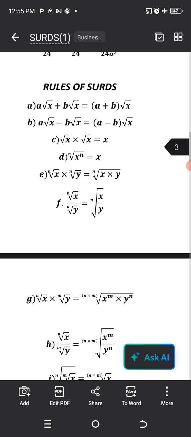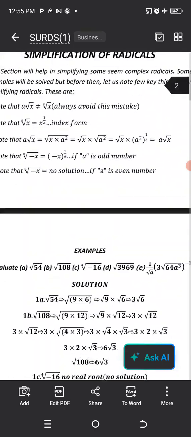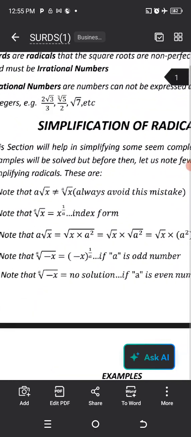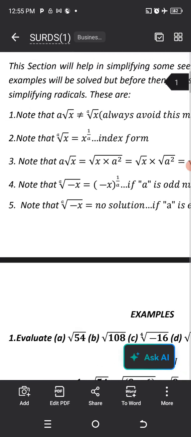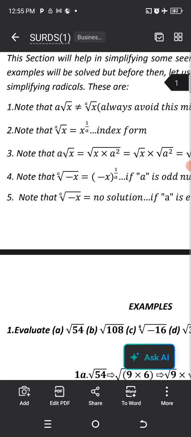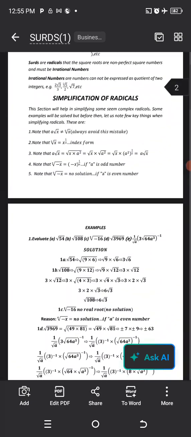Another thing is that for a root of a negative number, if the index a is odd, there is a solution for it. And if that a is even, there is no solution for it. So those are the three things, especially number one, you must take note of. A square root of x will never be equal to an nth root of x. Note that.